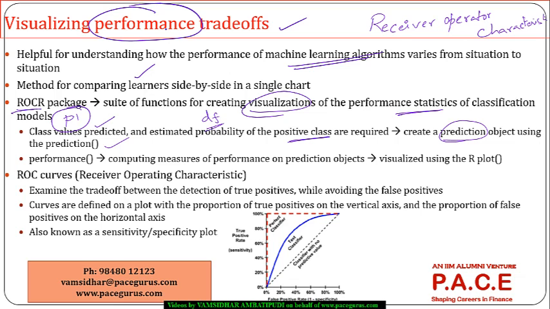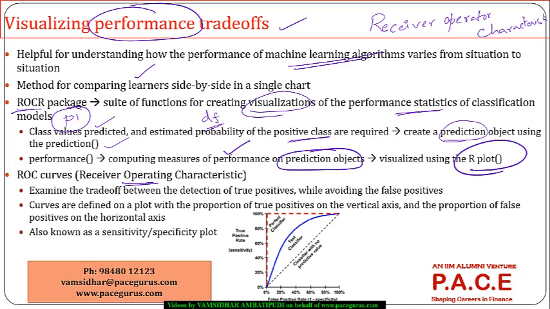And we will also look at a performance object after this, wherein it will take the prediction object as the input and it comes out with a measure of performance on it. And once that performance function is used on the prediction object, we will try to visualize it using the plot function. But before going there, let's try to understand what this ROC curve is.